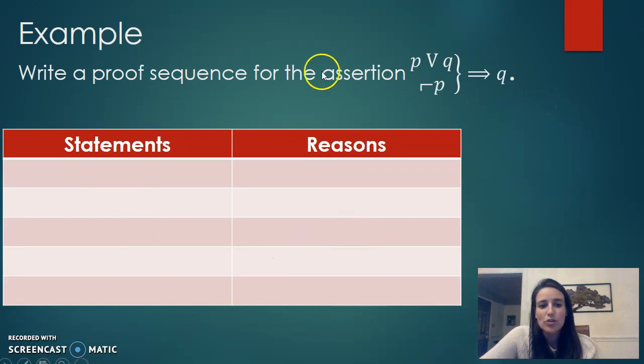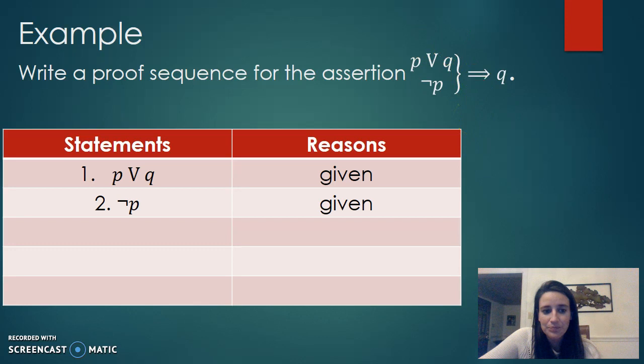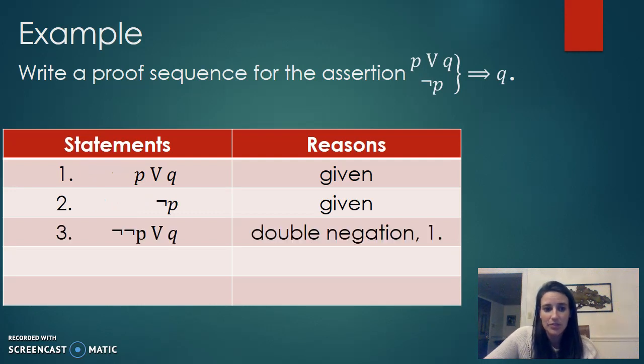Let's look at another example. Write a proof sequence for the assertion P or Q and not P imply Q. So these two statements on the left are our givens, and we will start with those. And now we're looking to use any of the 10 derivation rules to get a new statement. So let's apply double negation to statement 1. P is logically equivalent to not not P, so I can substitute not not P in the place of P in statement 1.